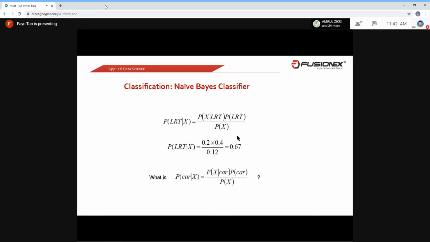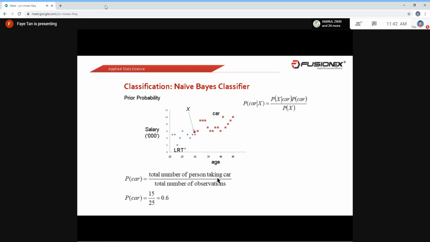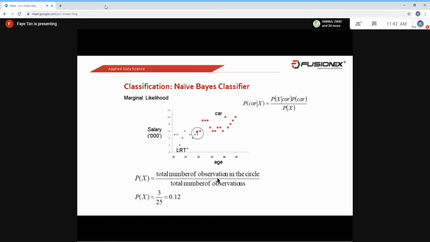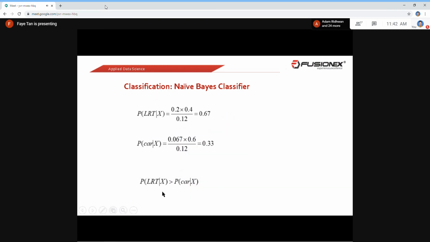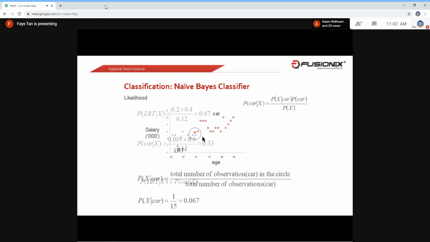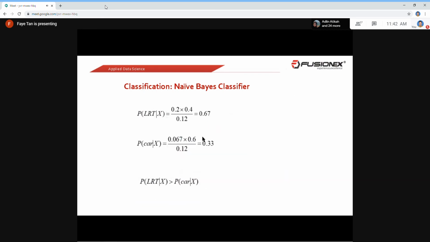Then how about going by car? You can solve it in the same method, and you will end up with 0.33. Actually, I need not go through all the process. I only need to calculate the probability for LRT, which already exceeds 0.5, so the other one will be less than 0.5 for sure. That means the probability of going by LRT is greater than by car, so you can conclude the person will go by LRT.